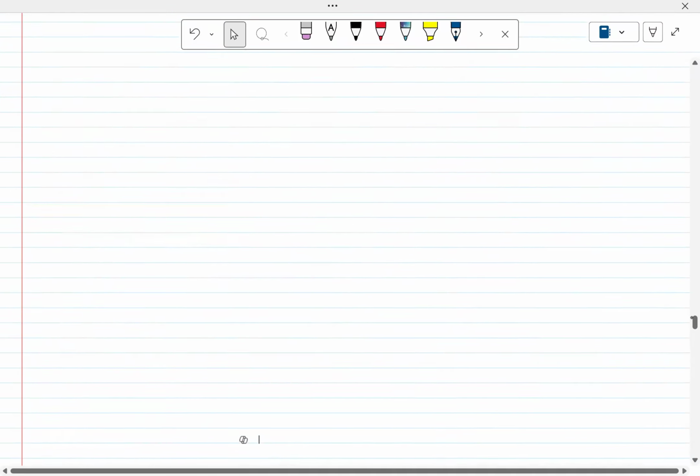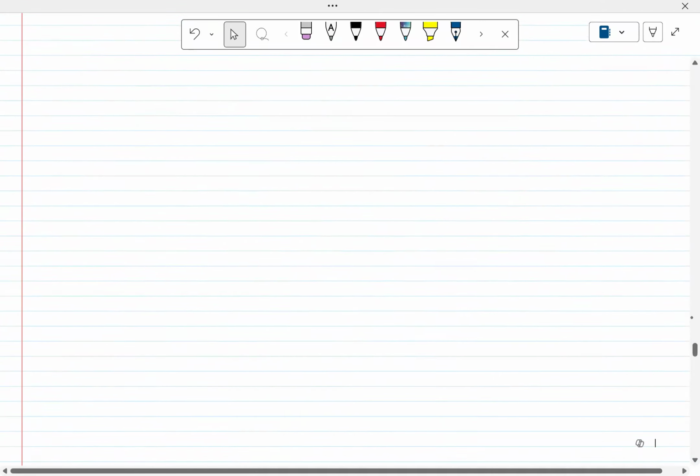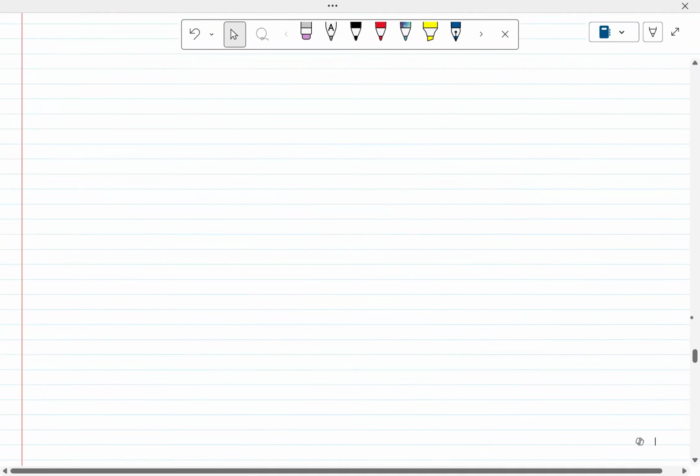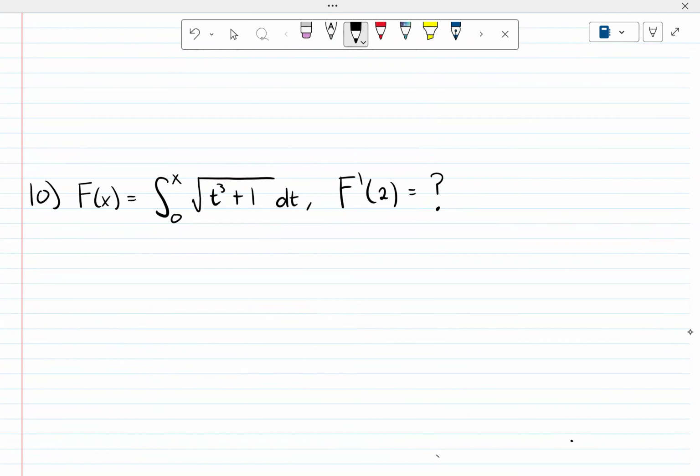Okay, move on to 10 then. Okay, number 10. So here we are, number 10. We have f of x equals the integral from 0 to x of t cubed plus 1 dt, and we've got to find f prime of 2.